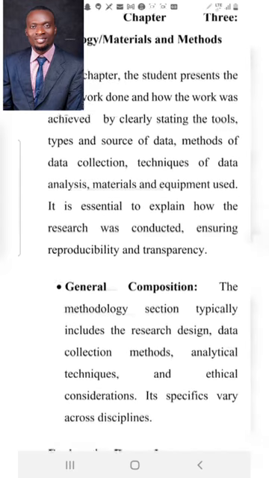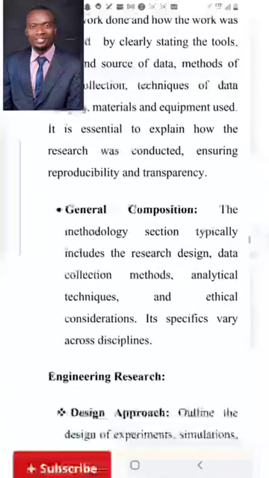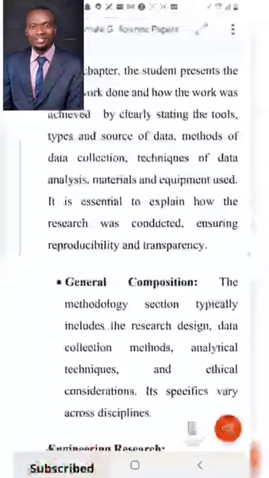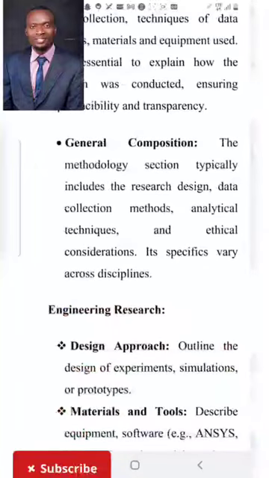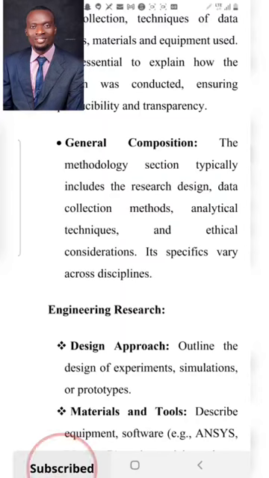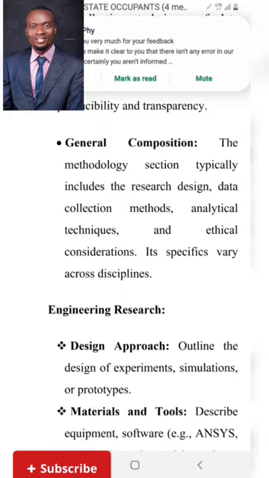Of course, since this chapter presents how you have done the work, the methods you have used, and the materials, it is a chapter that if anybody picks up the work, they should find it reproducible. That shows the quality and the transparency in your work.